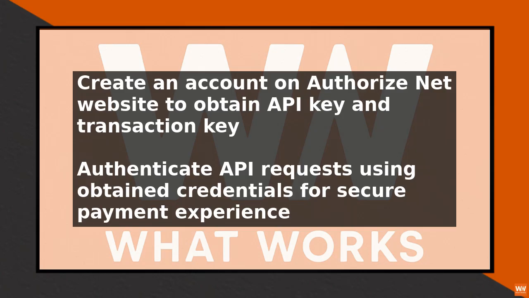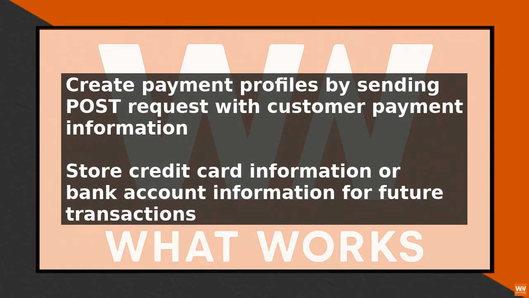Processing a transaction. To process a transaction, you need to send a POST request to the transaction's endpoint with the payment profile ID and the transaction amount. You can also include additional information such as the customer's name and address. The API will then process the transaction and return a response with the transaction status.